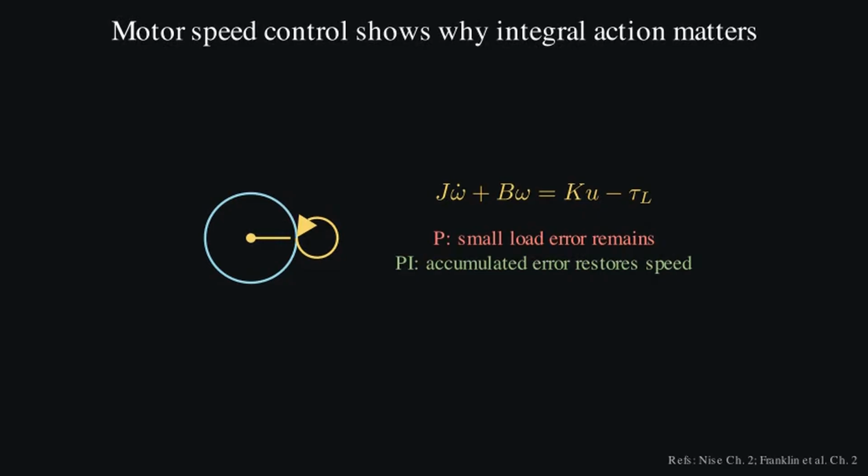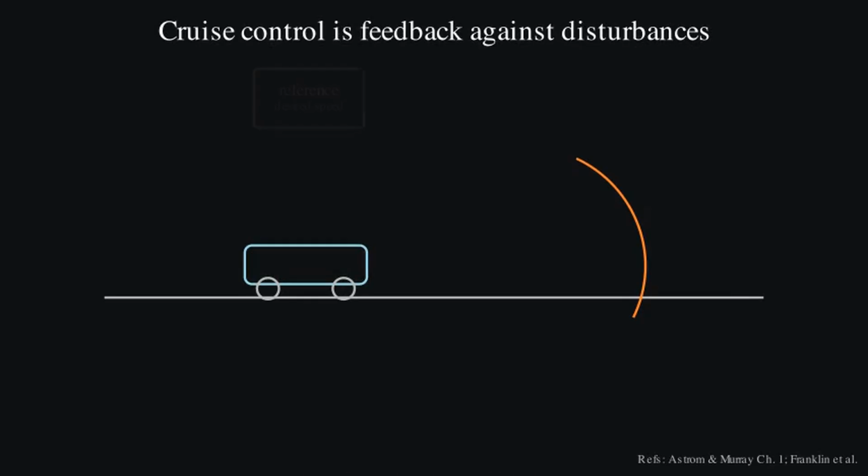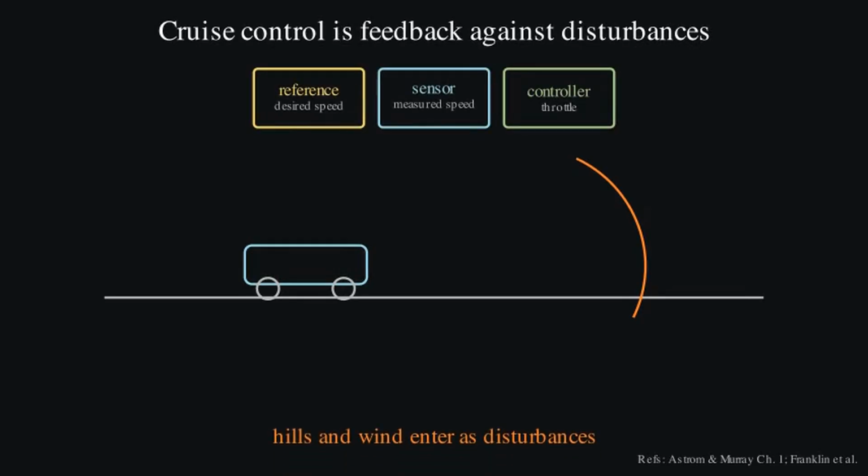For motor speed control, the plant has inertia and friction. A voltage command gradually changes angular speed. Proportional control may leave a small speed error under load, because small error gives small push. Add integral action, and the accumulated error keeps pushing until the measured speed reaches the reference.